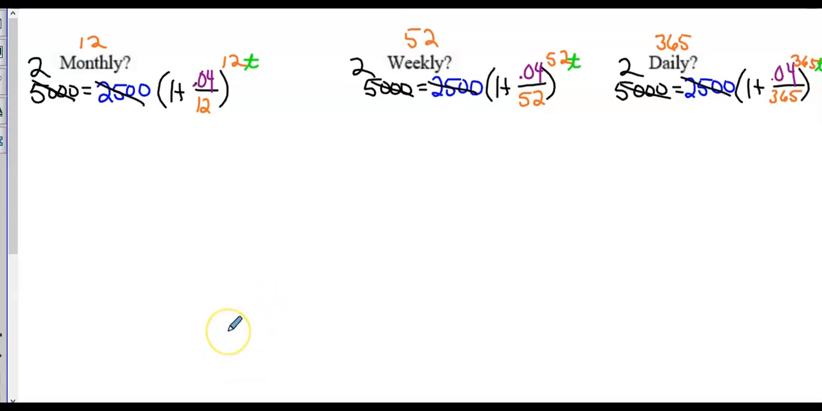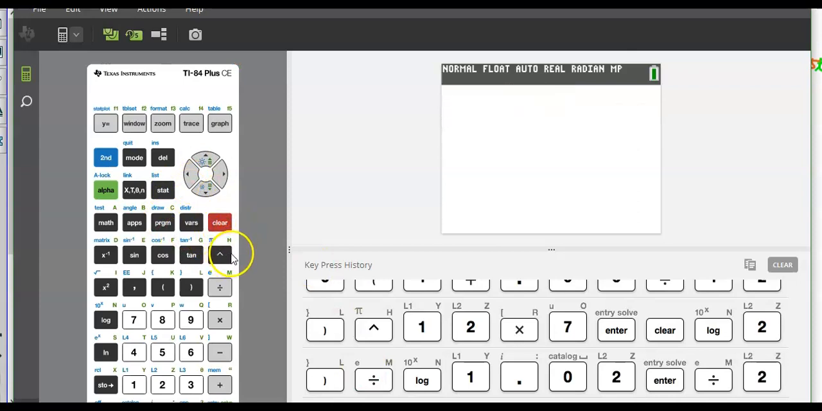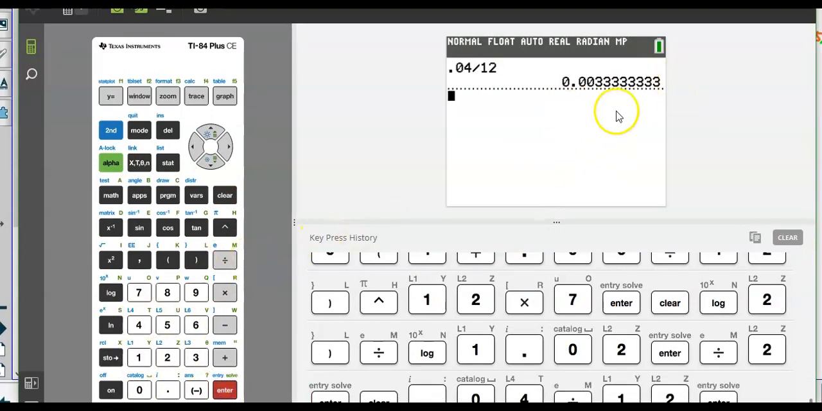I want to caution you on something. When you enter this in your calculator, you get a decimal number, and instead of putting that decimal number in here, let's go ahead and put our 2 here. What I'd like for you to do is this. Let's go over to the calculator. Okay, so we have 0.04 divided by 12. Okay, so that's a repeating decimal, plus 1.